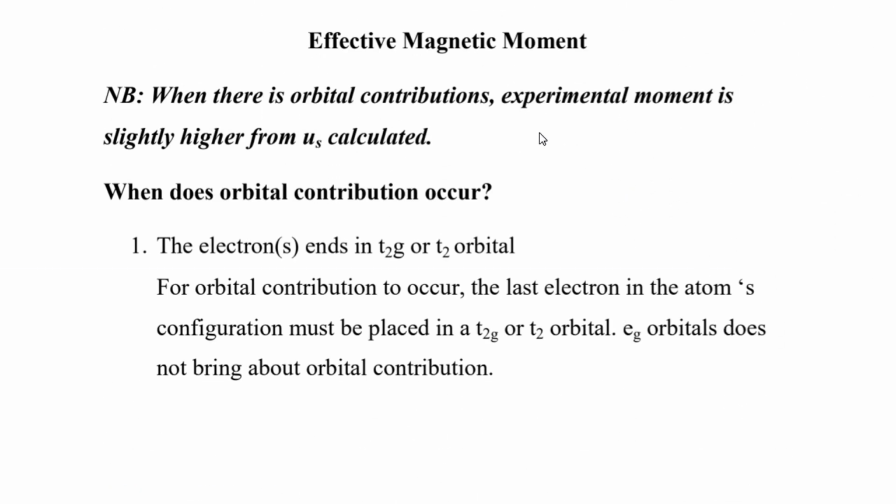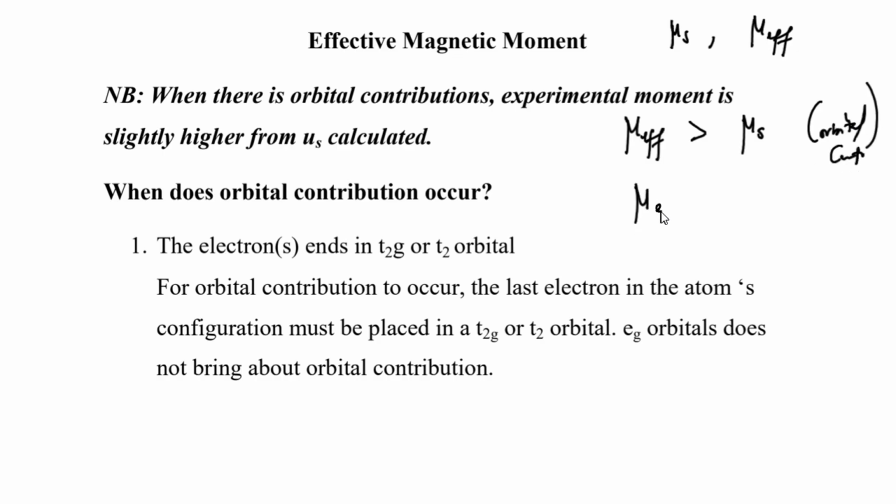Alright, so we'll be able to see how to calculate spin only magnetic moment. We also have effective magnetic moment, which is represented as this. When there is orbital contribution, the experimental moment is always slightly higher than the spin calculated one. Effective magnetic moment is always greater than spin magnetic moment when there is orbital contribution, and we can think of it like this: effective equals spin plus orbital contributions.